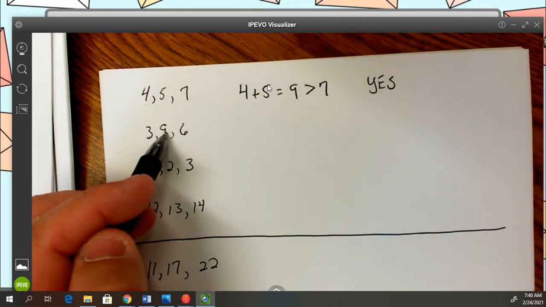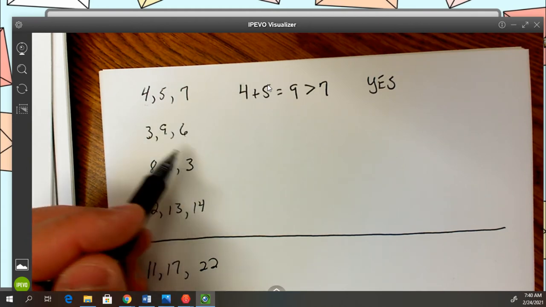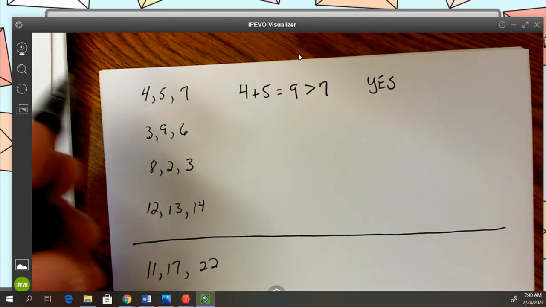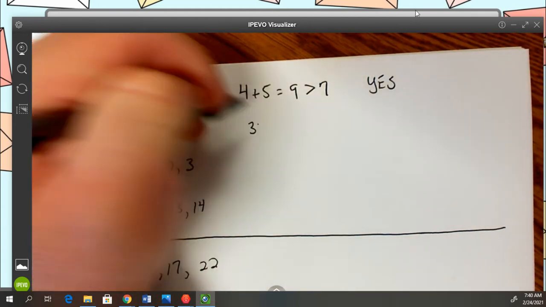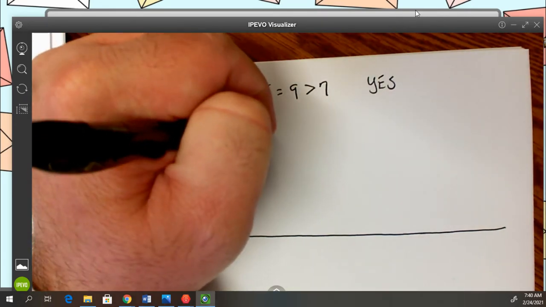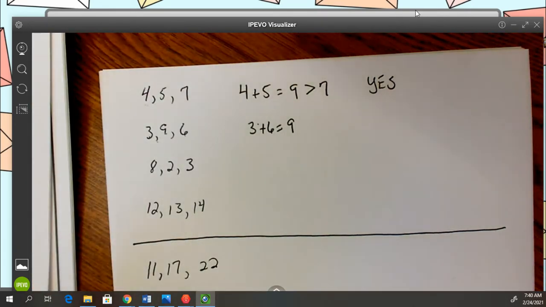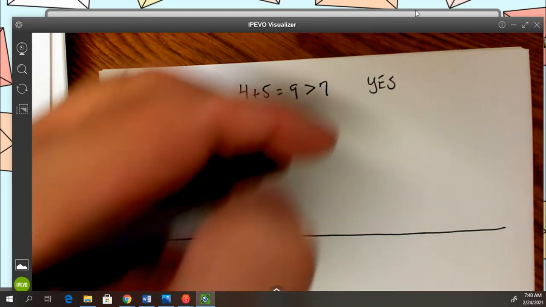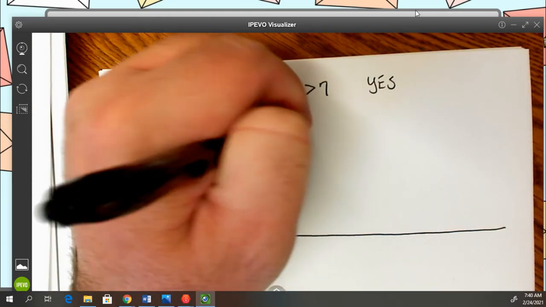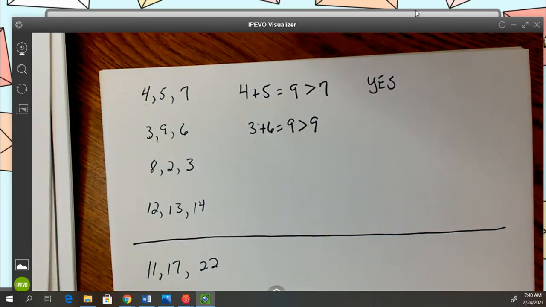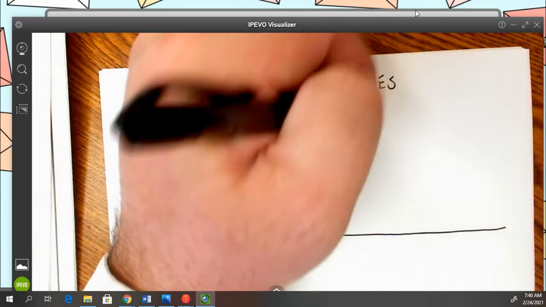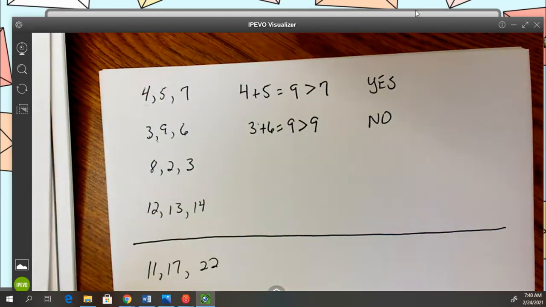So this can be a triangle. What about 3, 9, and 6? So my two smallest numbers are 3 and 6. Now, here's the question. For this to work, it has to be greater than the other one. 9 is not greater than 9. So this one is a no. This cannot be a triangle.